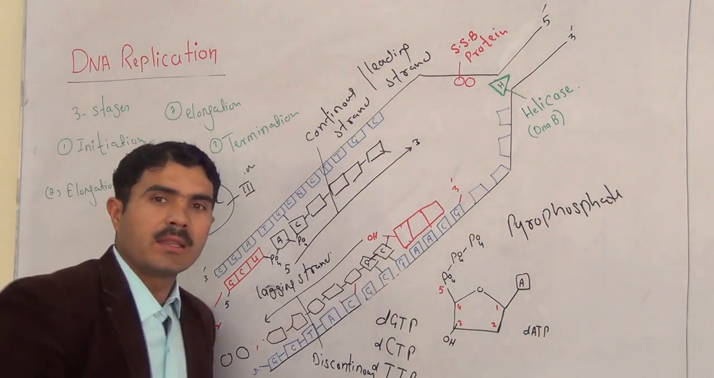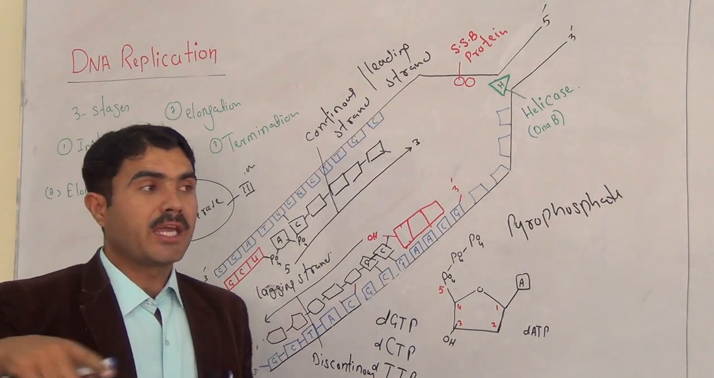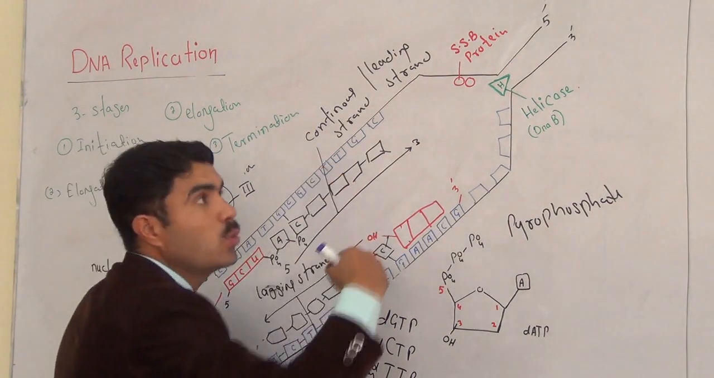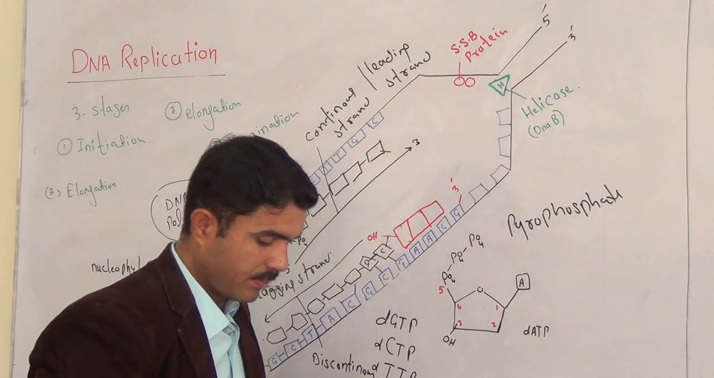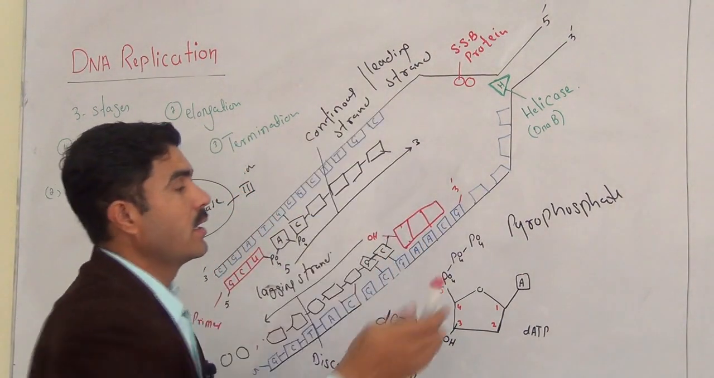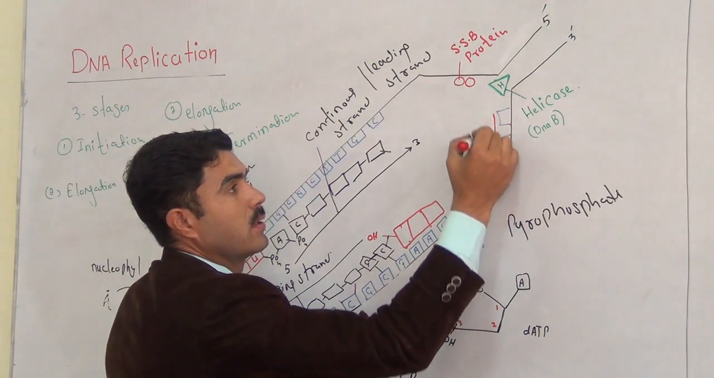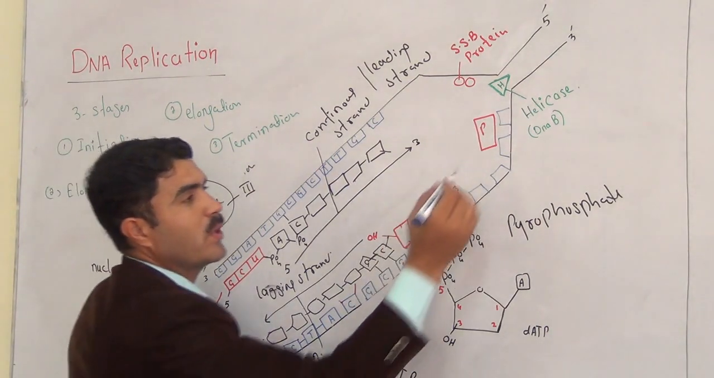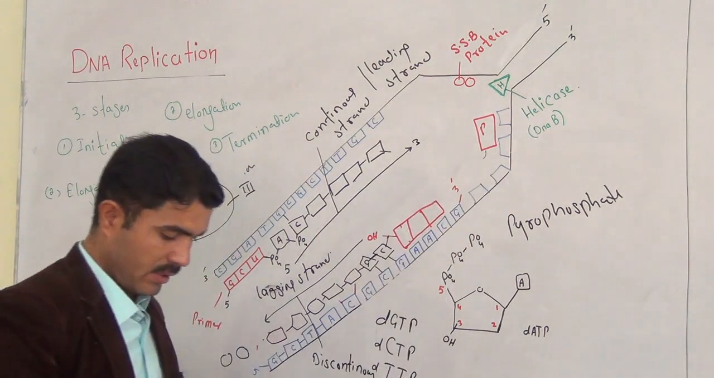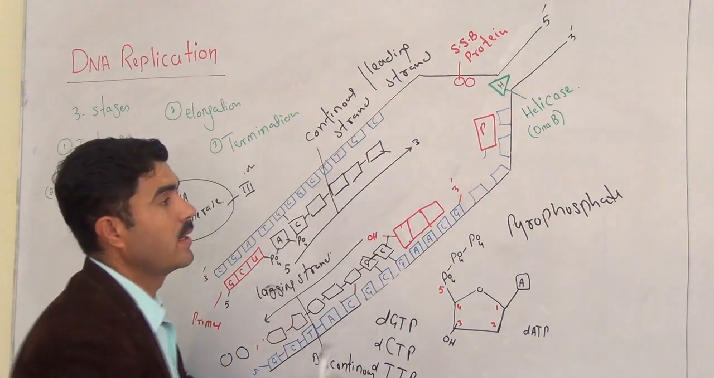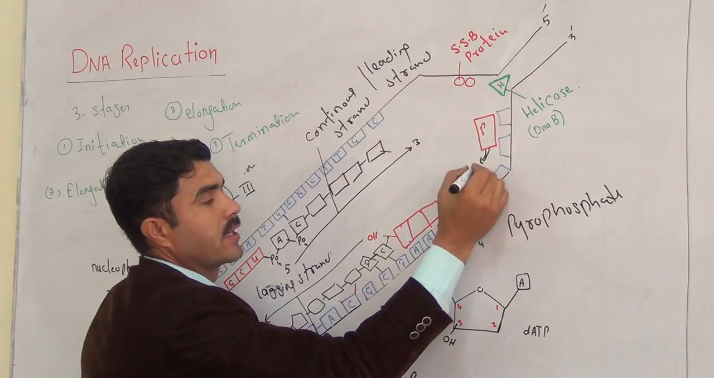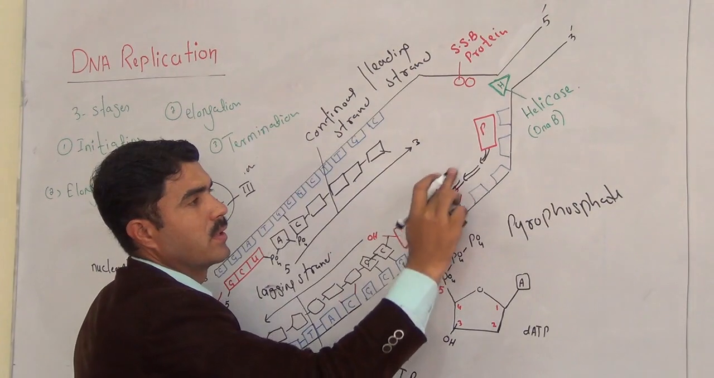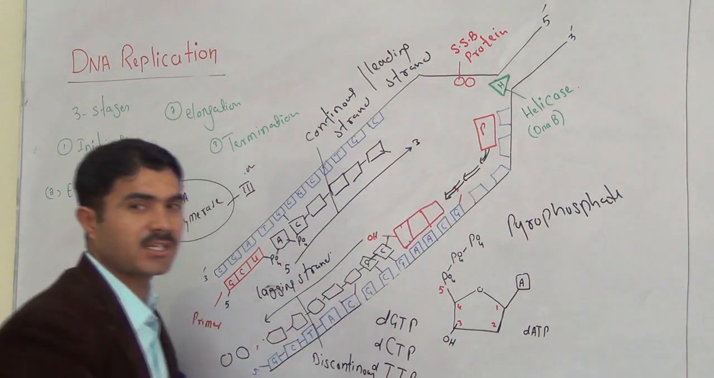So what will happen? Another primase enzyme will come. It will make another primer towards the replication fork, because the two strands are separating. So we will make another primer, attached here by the help of primase enzyme, and we will make another chain. This will be another chain, right? So another chain will be synthesized again. In which direction? In 5' to 3'.